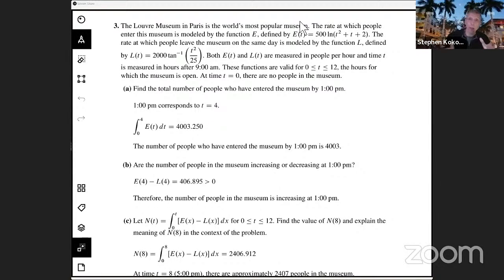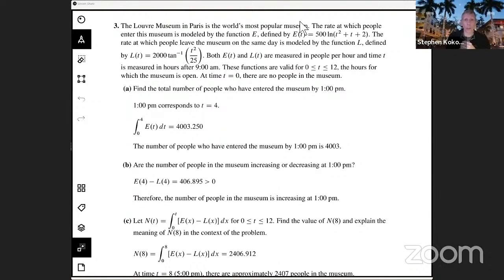These functions, I'm sorry about this, but they're also valid from 0 to 12. This museum is open for 12 hours, let's assume. And at t equals 0, when the doors open, there are no people in the museum. Find the total number of people who have entered the museum by 1 o'clock.